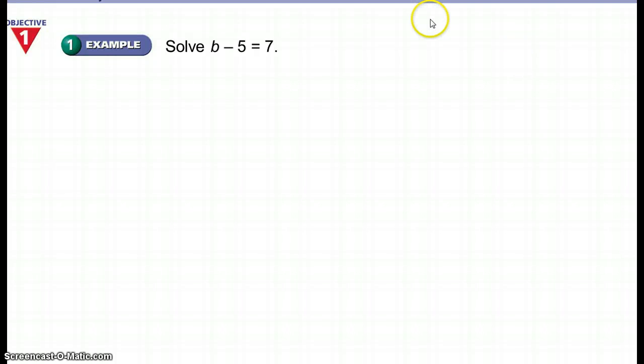So when we're solving a one-step equation, our goal is to try and get the variable by itself. So in this case, we're looking at the variable b, and we want to isolate the variable so that we know what it is equivalent to.